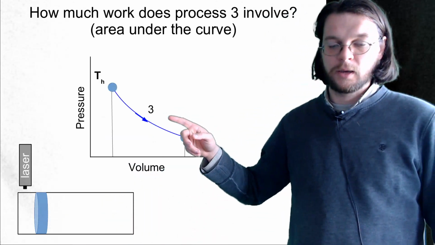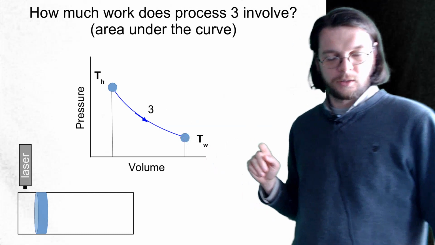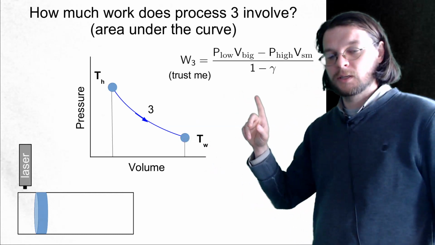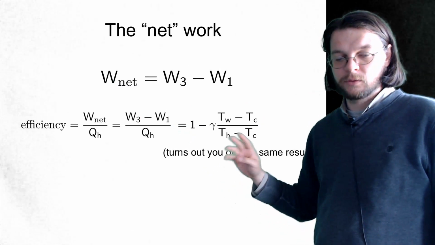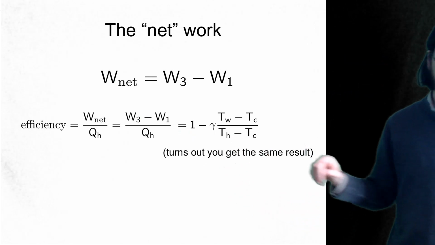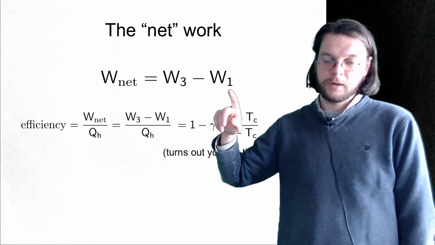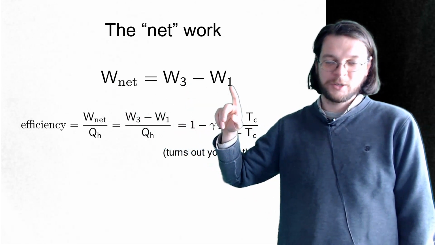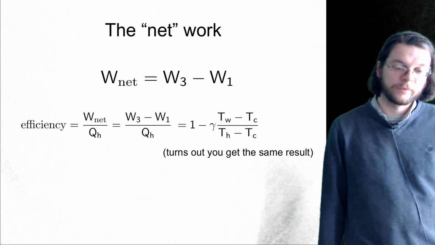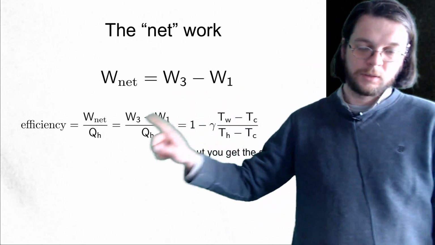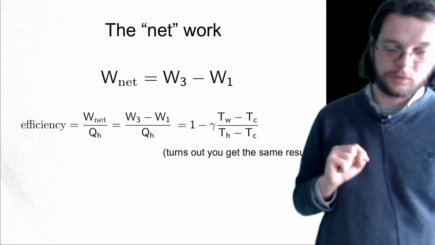If we think about the useful work that comes out of this step, that is a little bit tricky to determine, but you can trust me that this is how much work is done in this step. And so instead of doing all these ratios, I could say the net work is the useful work that comes out of step 3 minus the toil and drudgery that it took to compress the piston back to the point where we can turn the laser on. If you take those two things, stick them here, divide by Q hot, you will get exactly the same result as you got before.